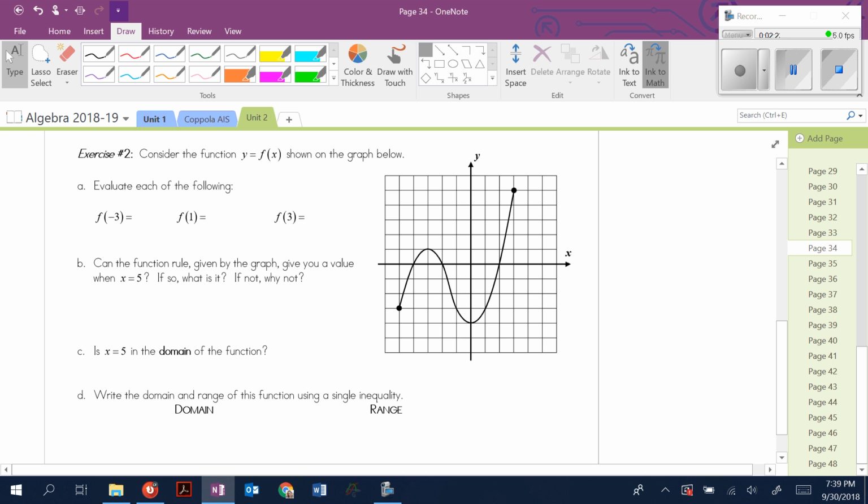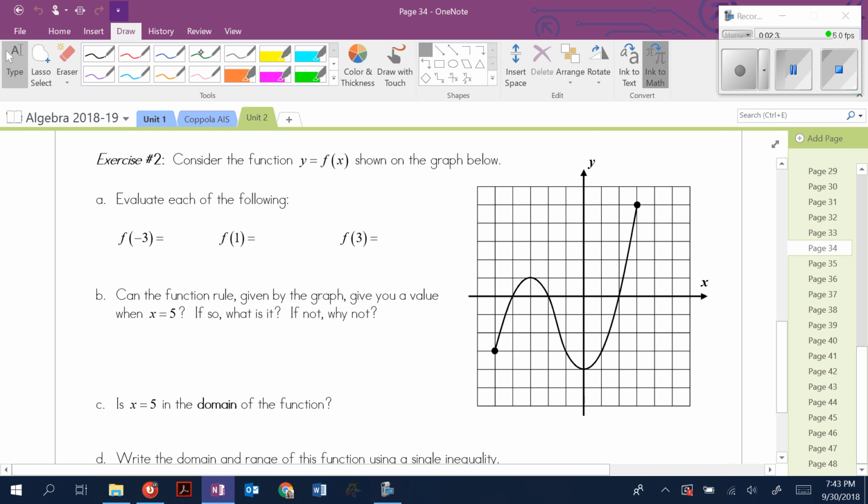Let's do this one together. We need to evaluate each of the following: f of negative 3, f of 1, and f of 3. Remember, in the parentheses is always the x value. The number that we get out is the y. So we input x, output y. If x is negative 3, we're either going to look up or down, and we had to go up 1. Another way of looking at it is that is the point (negative 3, 1).